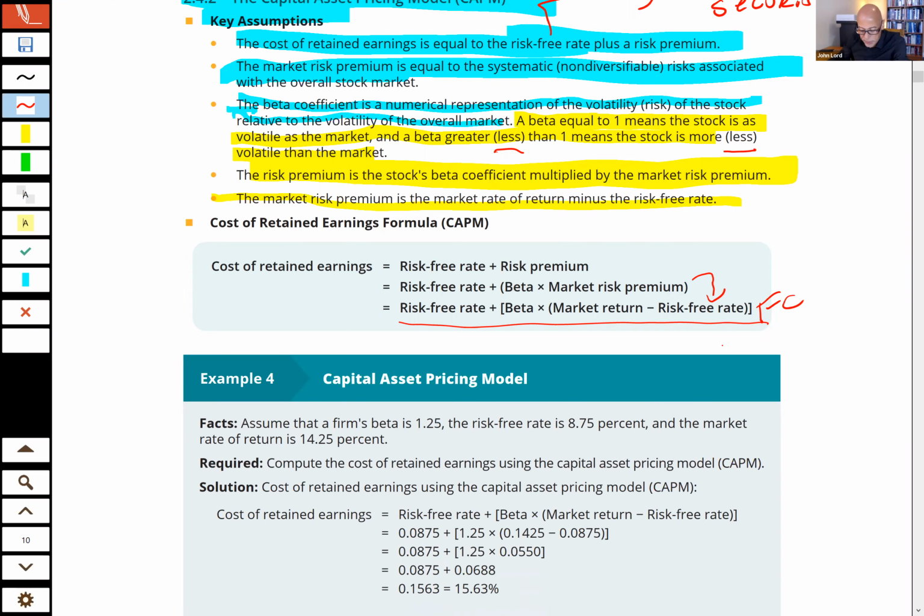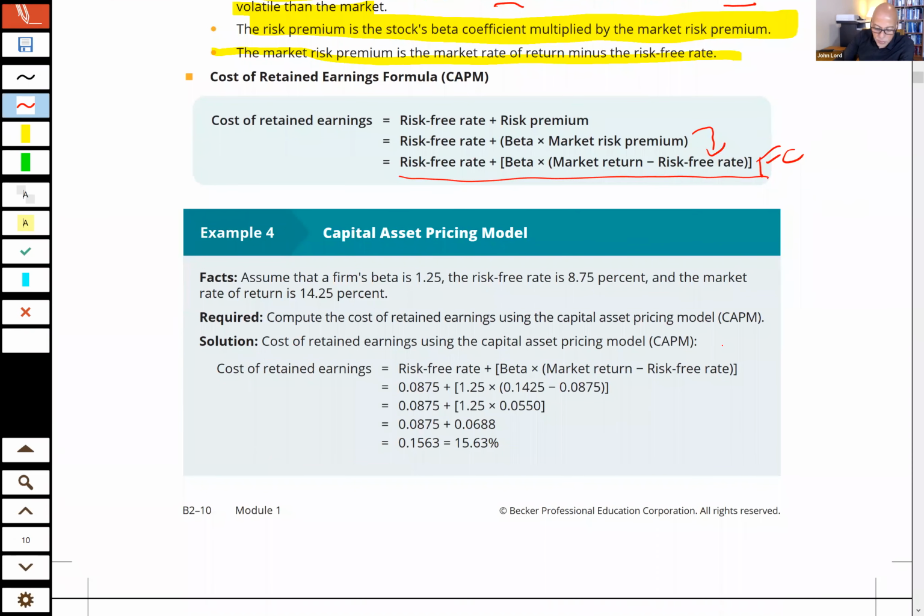Okay, but let's just go ahead and look at this example, and I think you'll see that it's kind of fun, kind of interesting, and pretty easy. So assume that the firm's beta is 1.25, the risk-free rate of return is 8.75, and the market rate of return is 4.25, and they want us to use the CAPM to calculate the cost of the retained earnings. Again, this is one of three methods that are available to calculate that E part of the weighted average cost of capital, using this CAPM, the capital asset pricing model.